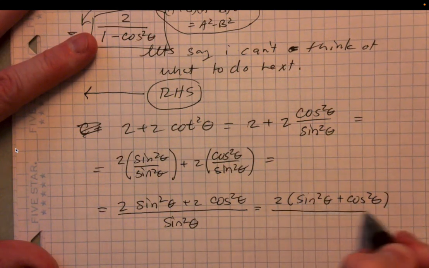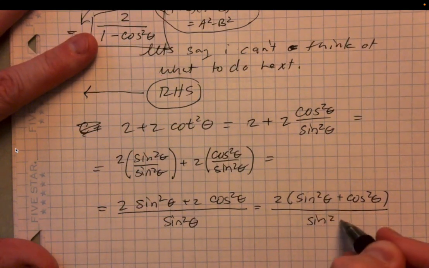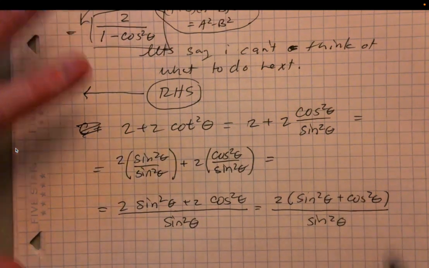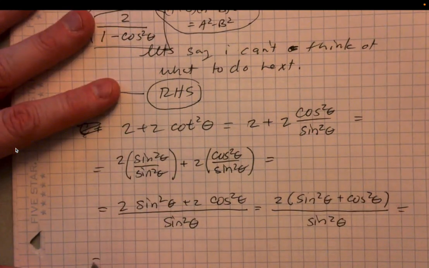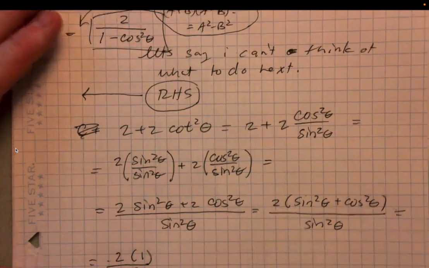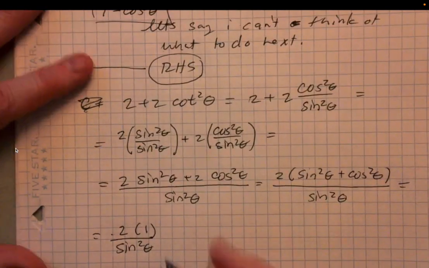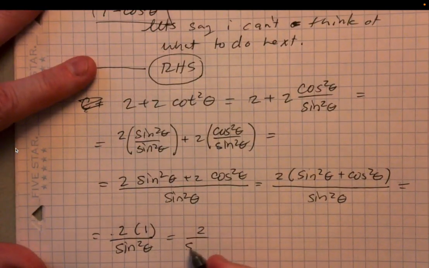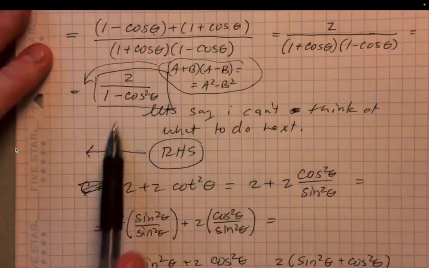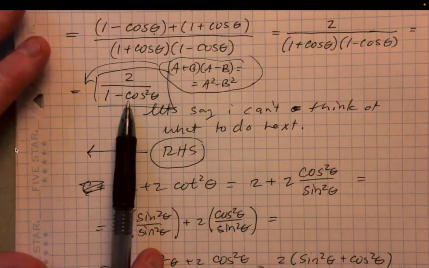And you can see what comes next is the Pythagorean identity. Sine squared plus cos squared is 1, right? So this is really just 2 times 1 over sine squared theta. Now, let's rewrite that. So this is 2 over sine squared theta. Now, this is starting to look like where I ended when I was working from the left-hand side.